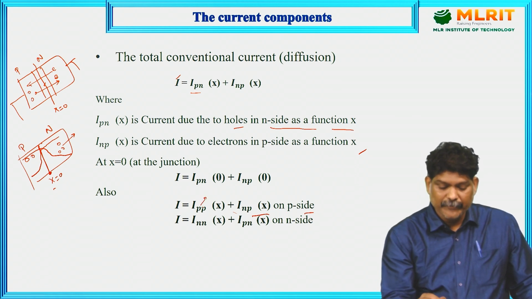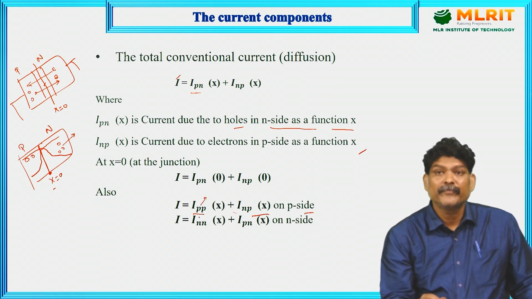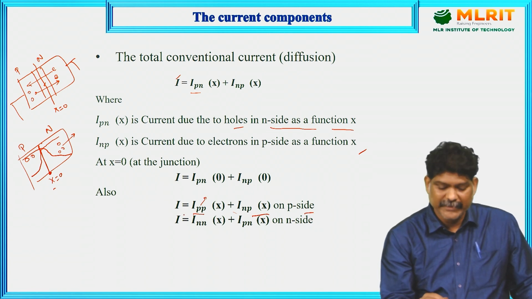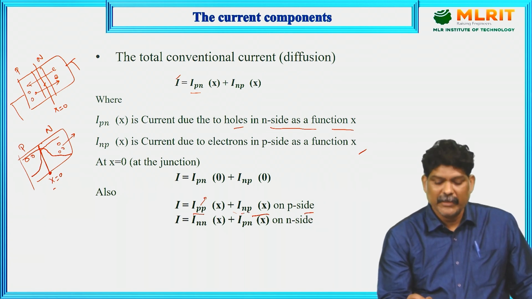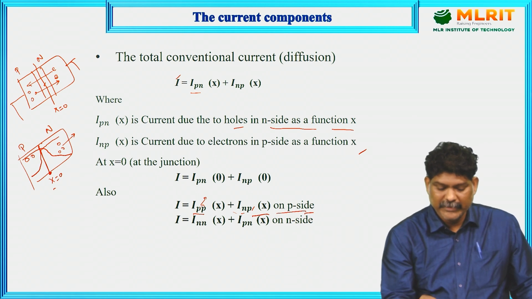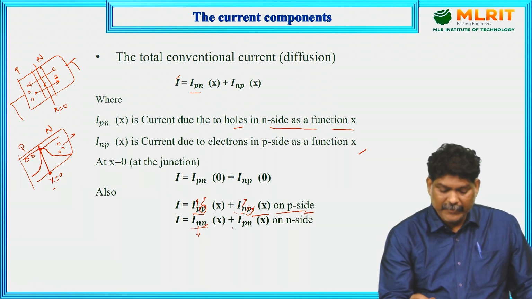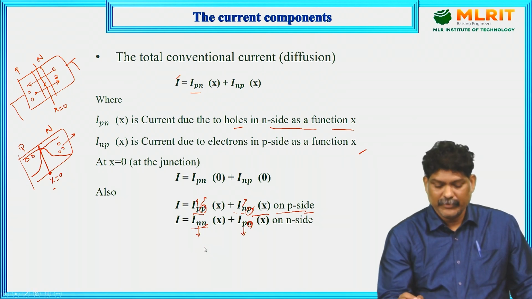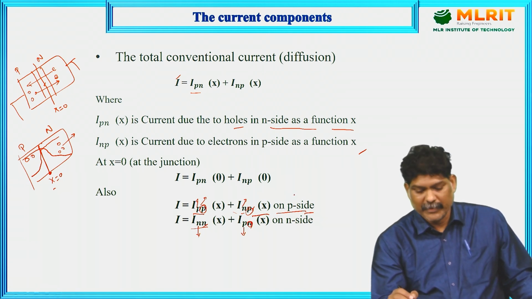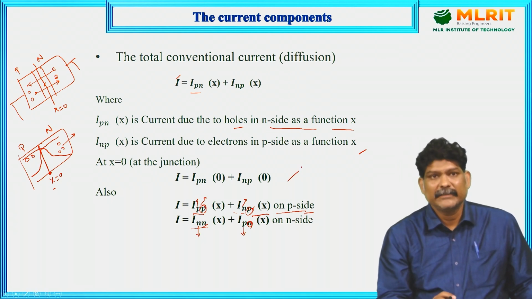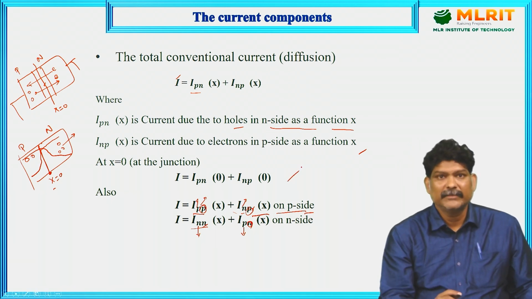What is IPP? This is the hole current in the P side. This is the electron current in the P side. This indicates the P side, so this is hole and this is electron. Here also INN, where N is electron, is the current due to electrons in the N side, and IPN is the current due to holes in the N side. So these are the different current components we must know while calculating the current flowing through the diode.